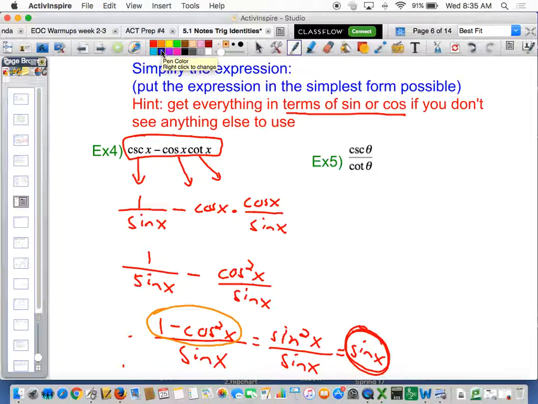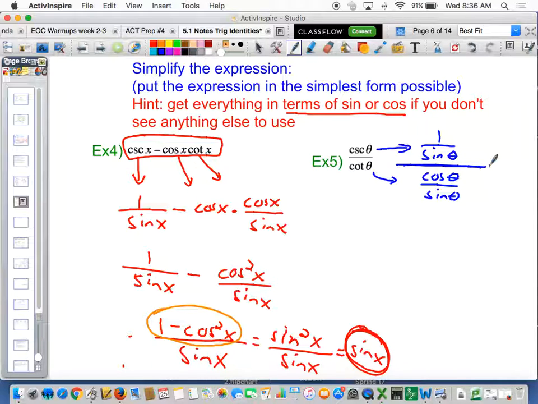Let's try another one. Cosecant, cotangent. If you look through your properties, we can't do anything with that. That's not one of our given properties. So let's change it around. Cosecant can be 1 over sine. And cotangent can be cosine over sine. And again, that made this problem a whole lot worse. But if you notice, everything's sine and cosine, so hopefully some things will combine.